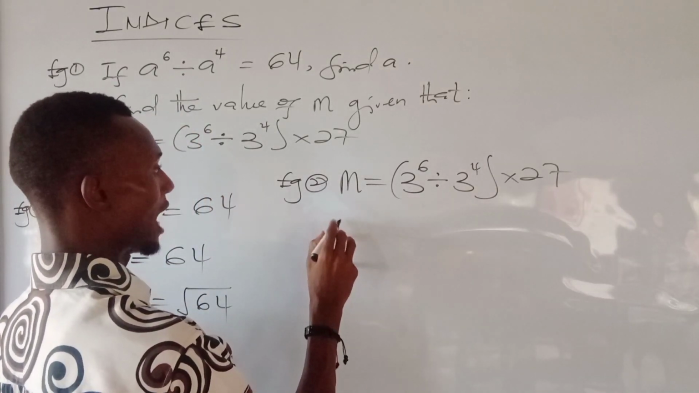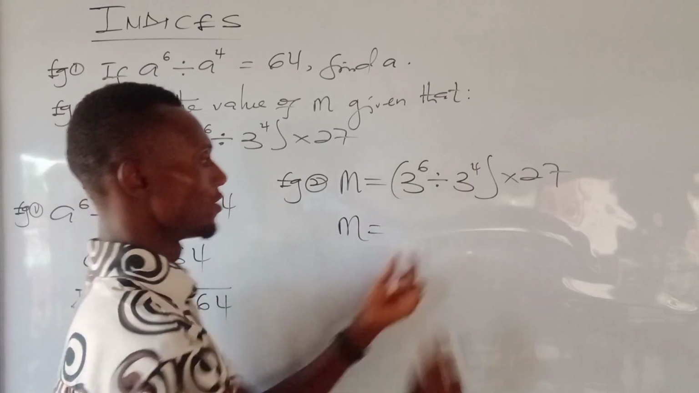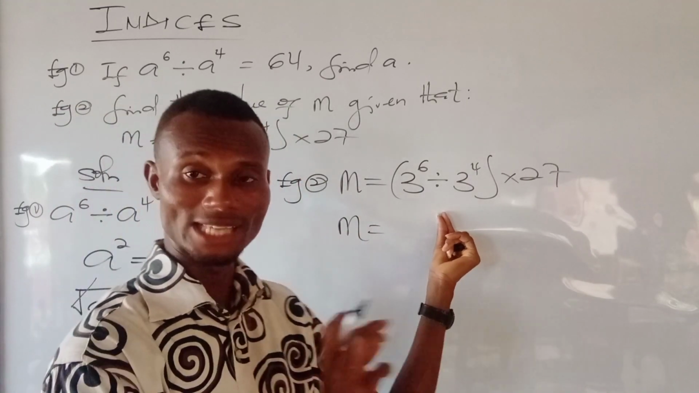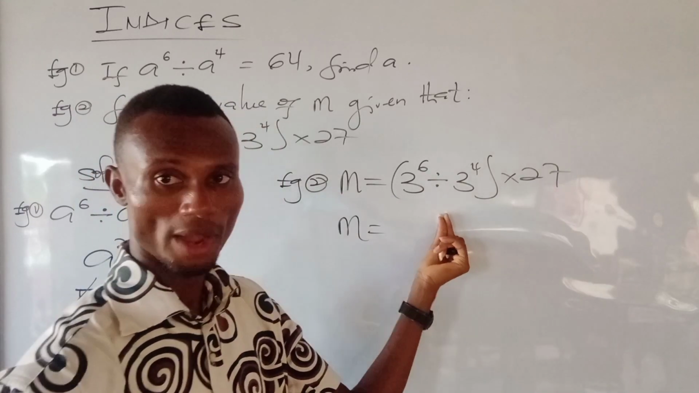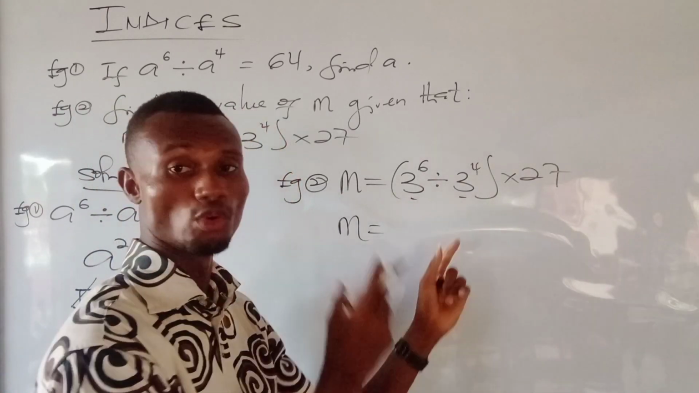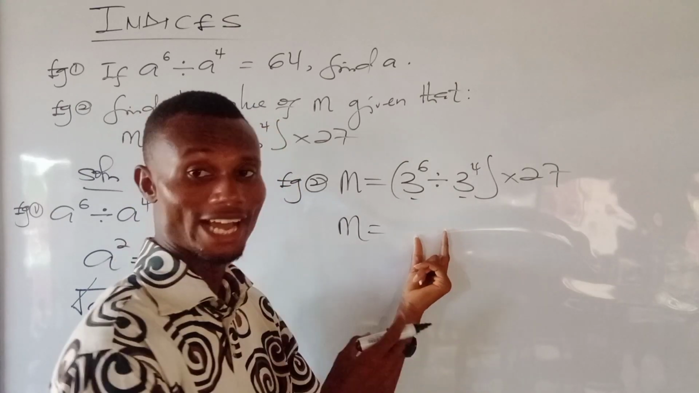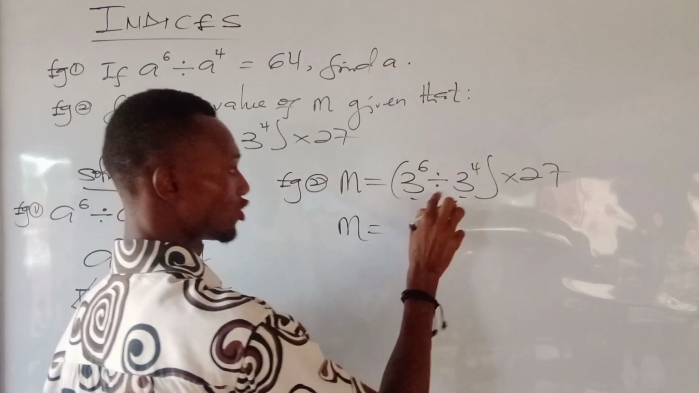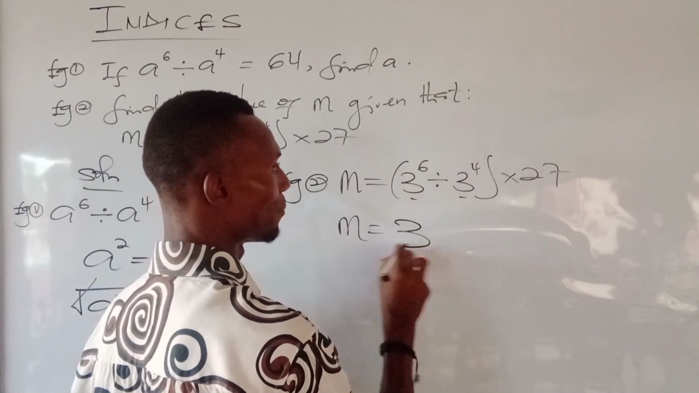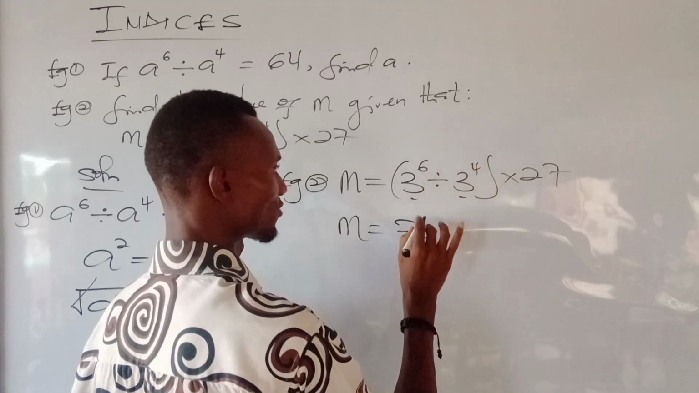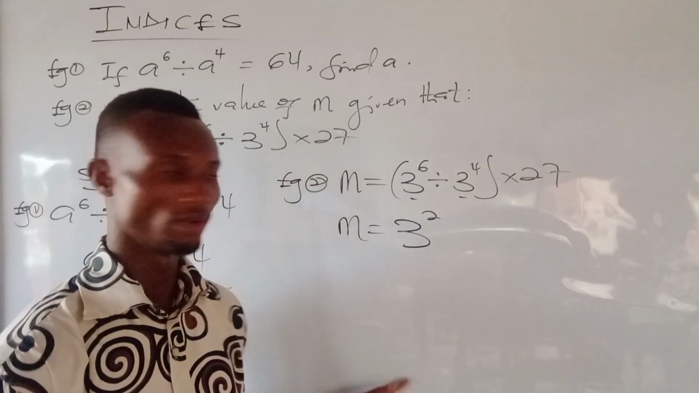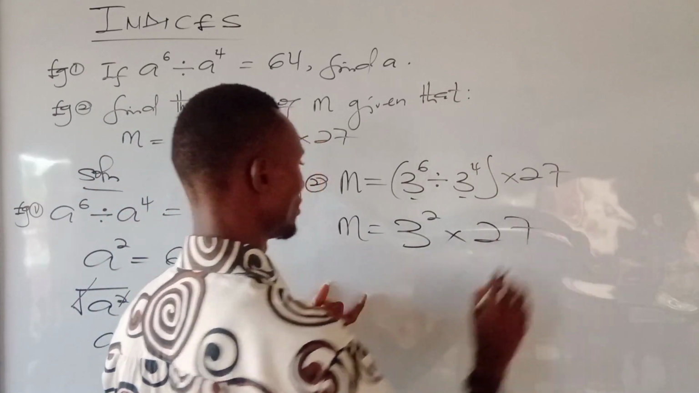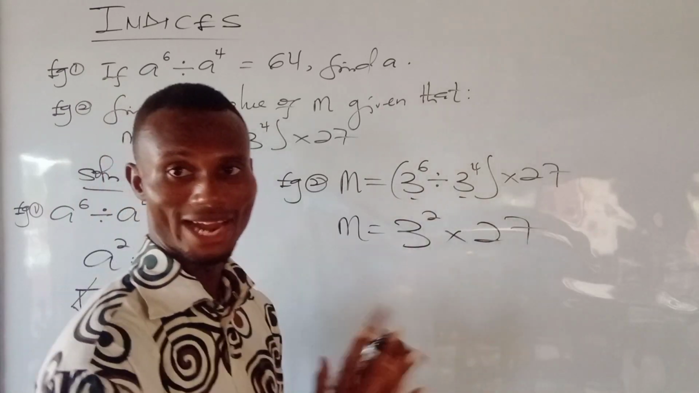So now I have my m here equals. For this we need to apply the division law of indices, which says if the bases are the same and they are dividing, we subtract powers. You can see that the bases are the same. So for us to simplify this one, the law says that we just pick one of the bases, then we subtract the powers. To simplify what is in the bracket, it's going to be 3 to the power 6 minus 4. 6 minus 4 gives 2. I hope you agree with me. So that's how to simplify it. Then we bring the times 27. I hope you understand it up to this point.